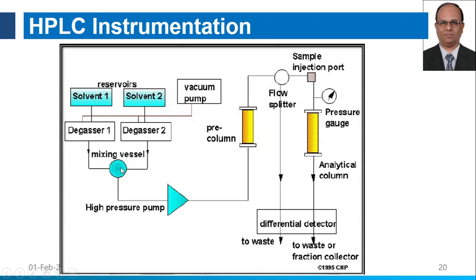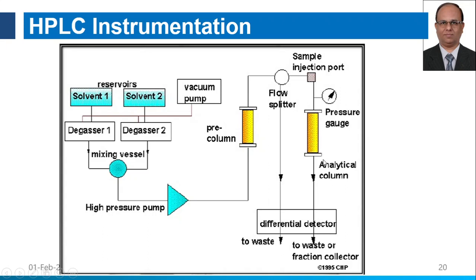will be mixed. Then it is sent to the high pressure pump where it will be pressurized, and this high pressure liquid passes through the pre-column, which is called a guard column. Then it is sent to the flow splitter. One part of the mobile phase is sent to the detector, and one portion is sent to your column. Before it reaches the column, a sample injection port is situated in between, where it can carry the mobile phase and the sample to the column simultaneously.